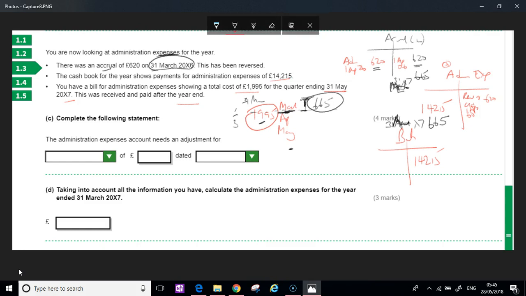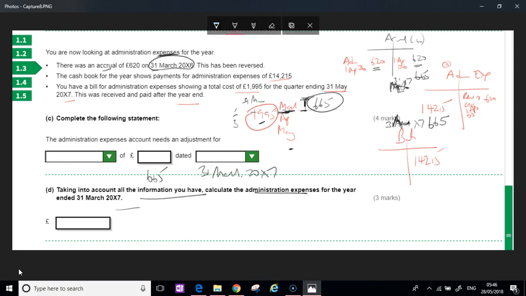And so that's how we deal with this. Now, it says the admin expense needs an adjustment, of course. It's for 665, right? It needs an adjustment of an accrual, if you like. I haven't looked at the answers. It must be an accrual, and it must be for 665, and it must be dated at the 31st of March 20X7.